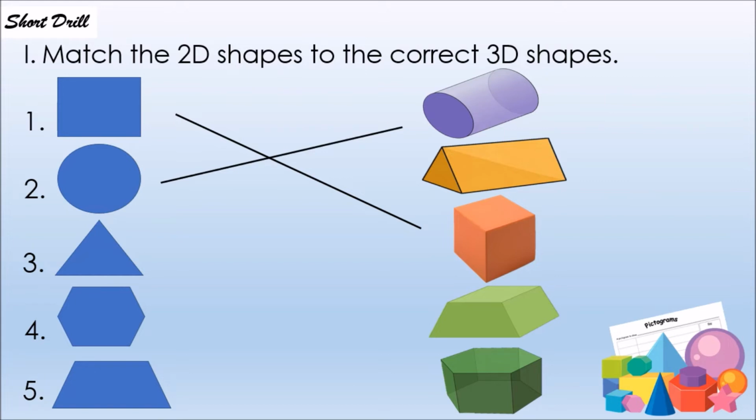Number 3. Triangle. Find the 3D shape of a triangle and match. Number 4. Hexagon. Number 5. An isosceles trapezoid. Find the 3D shape and match.